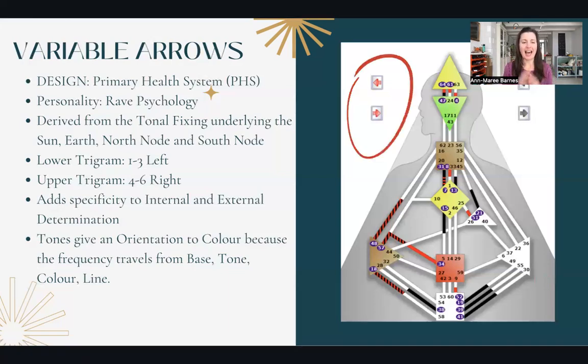So what all this does is it adds specificity to internal and external determination. So in primary health system, these variable arrows here are actually telling, the top one is telling us the story of our internal determination, and the lower arrow is our external determination. We're going to go into this in a little bit more detail. So as I've tried to explain, tone gives an orientation to color because the frequency of the neutrino stream travels from the base through. So we go from the base, it then goes through the tone, the color, the line, and the surface.